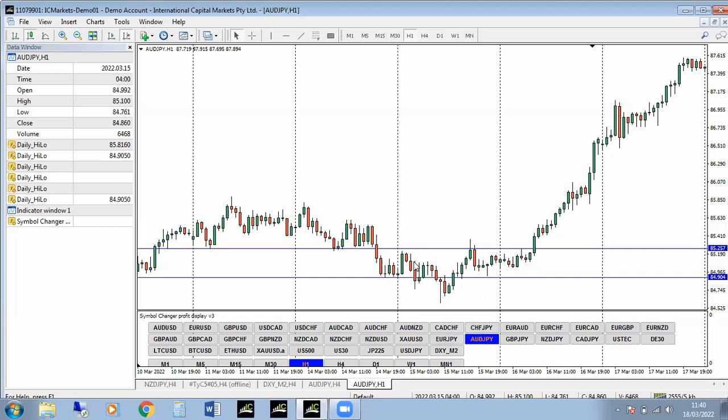And then we'll be waiting for price to close above it. We're waiting for price to close above that level. So we'll just mark it up.